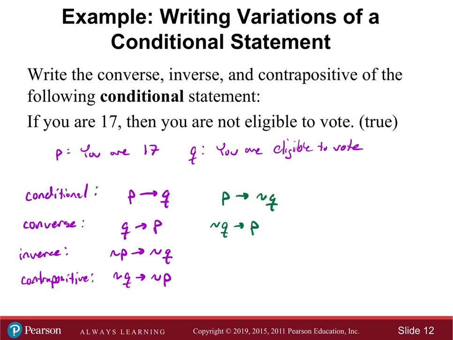The inverse is going to be not P implies not Q, but then the double negative becomes positive. So the inverse is going to be not P implies Q. So that's, if you are not 17, then you are eligible to vote, which is not true. And then the contrapositive is going to be not Q implies not P. In other words, Q implies not P. So that would be, if you are eligible.